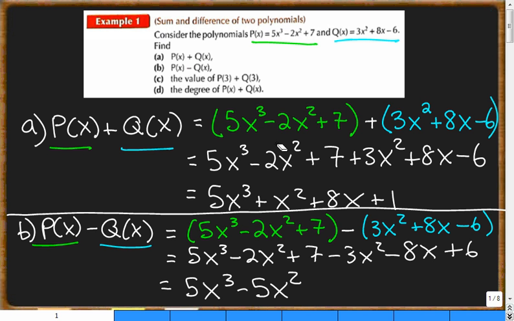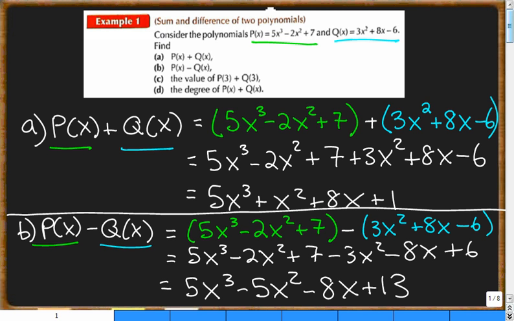Up here it should be a... Okay, we're good. So we end up with a negative 5x squared. We end up with a negative 8x, and we end up with a positive 13. So it doesn't look that different, but it is a different answer for each part of these.